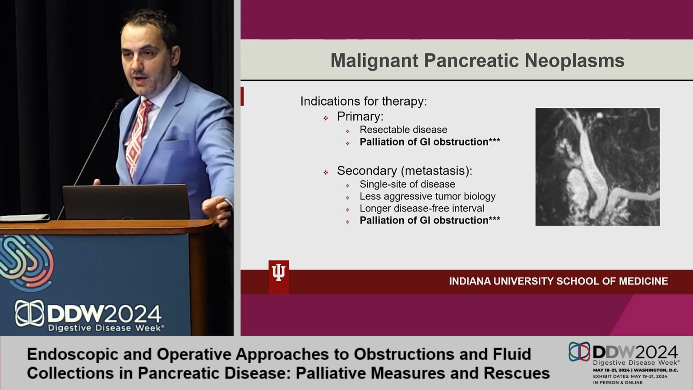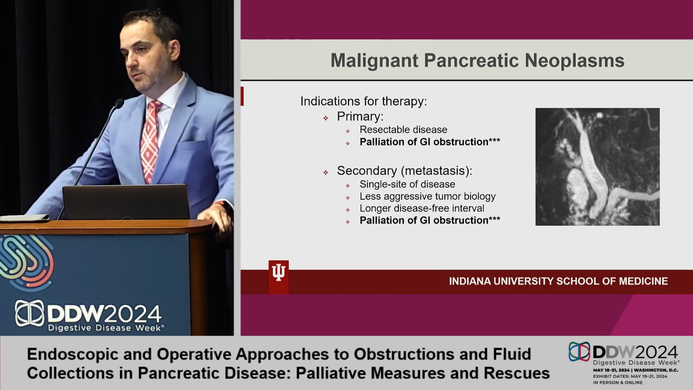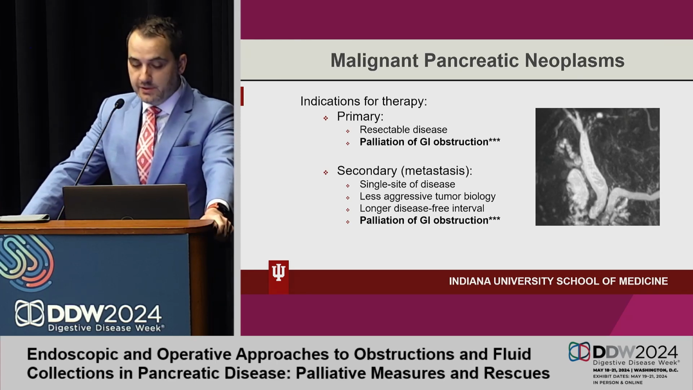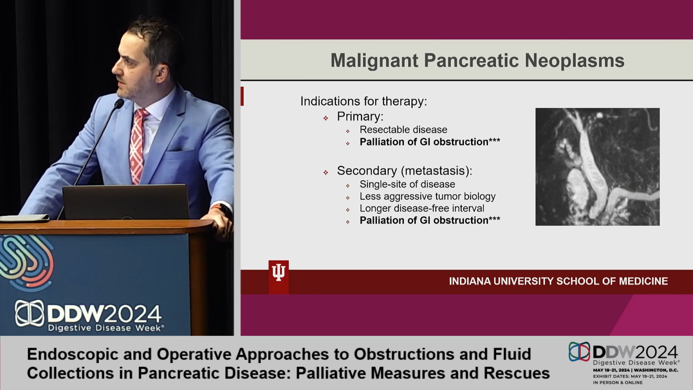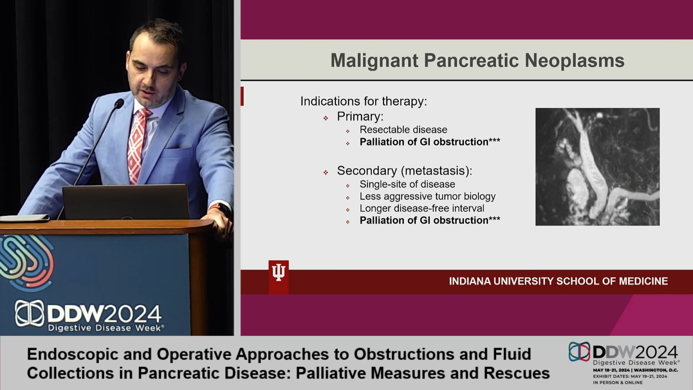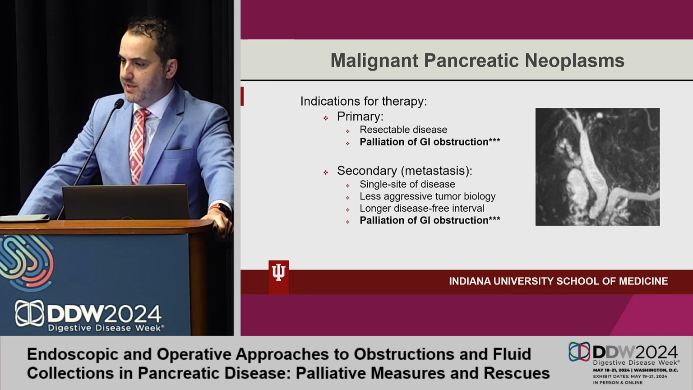Now, for malignant pancreatic neoplasms, indications for therapy would be for primary lesions, resectable disease. We won't go into that. I think that's pretty well established. But also in conditions where you don't have resectable disease, or locally advanced unresectable or metastatic disease, surgeons and gastroenterologists play a heavy role in palliation of these patients. We know that quality of life is better with adequate palliation. We know that even survival with metastatic disease is higher with adequate palliation. So it is a pertinent topic for this session.